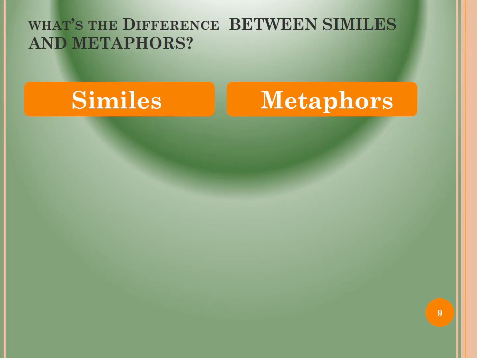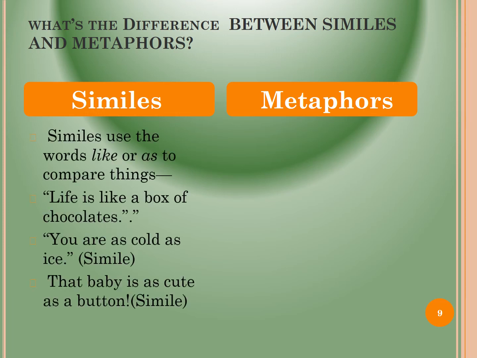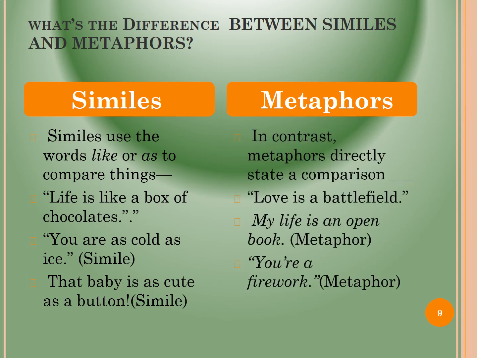Now, what is the difference between similes and metaphors? Similes use the words like or as to compare things. In contrast, metaphors directly state a comparison. Life is like a box of chocolates. Life is a battlefield. You are as cold as ice. My life is an open book. That baby is as cute as a button. You are a firework. Now you have seen the difference between the similes and the metaphors.